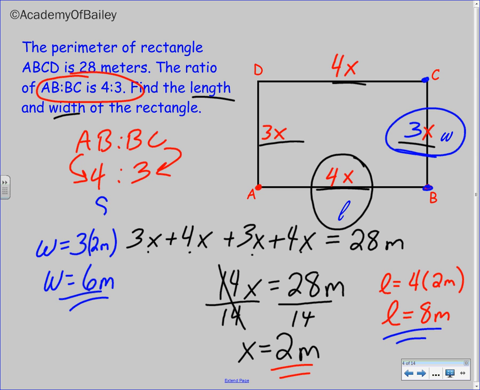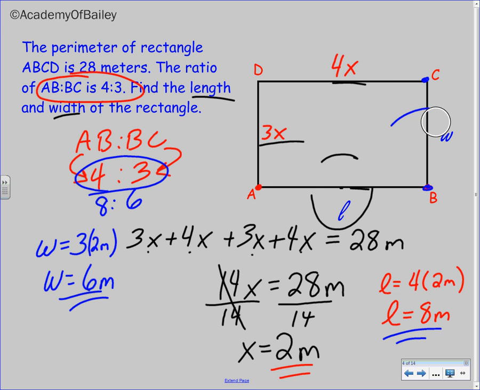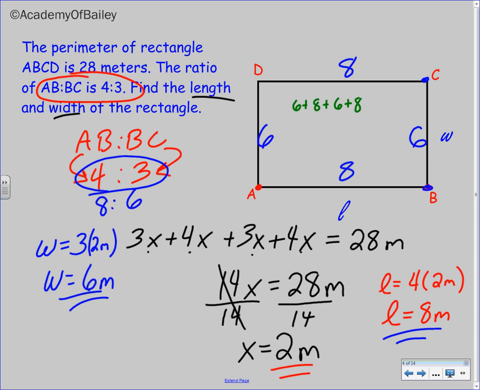And if we think about that, 8, 6, divide each one by 2, and that will give us the ratio. And also, as far as perimeter that we were just talking about, if this is 8, this is 6, well, this one's also 8, and this one is also 6. Add all those up. 6 plus 8 plus 6 plus 8. This gives us 14. This also gives us 14, which gives us 28. And we know we have the correct answer when we say 8 meters by 6 meters.